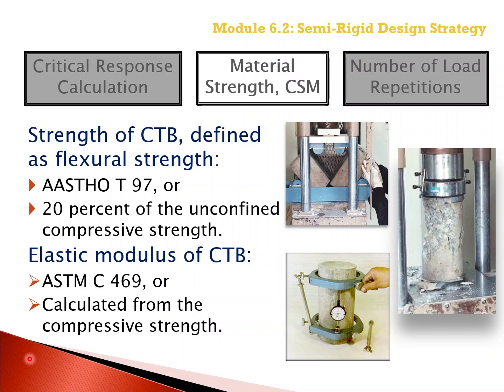So now moving to the material strength of a chemically stabilized mixture. We'll now identify the material strength as used in the distress mechanism for predicting fatigue cracking in semi-rigid pavements. Very simply, AASHTO T97 is used to estimate or measure the flexural strength or the modulus of rupture of the chemically stabilized material. And ASTM C469 is used to measure the elastic modulus of that stabilized material.